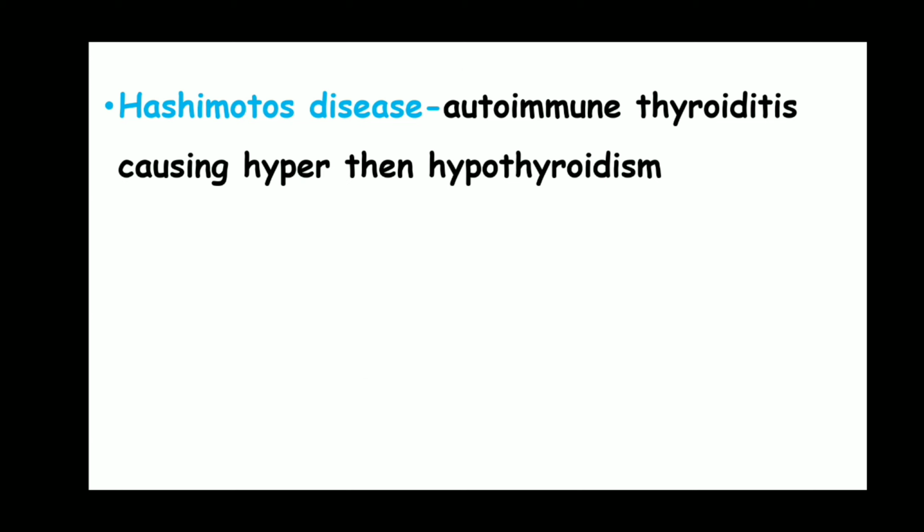Then one more term, that is Hashimoto's disease. We said Graves' disease is an autoimmune disease. This is autoimmune thyroiditis; the thyroid gets inflamed. Initially it will have hyperthyroid features, but usually it will manifest as hypothyroidism. So Hashimoto's disease is mainly autoimmune thyroiditis. These are some important terminologies to be remembered.